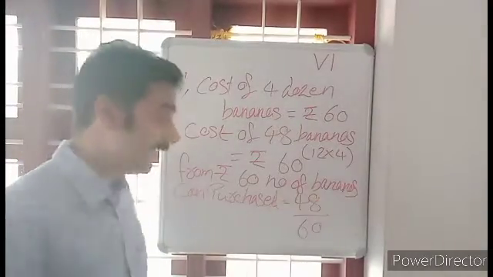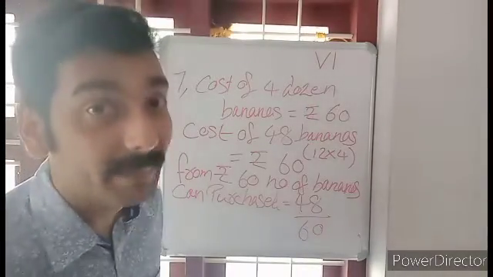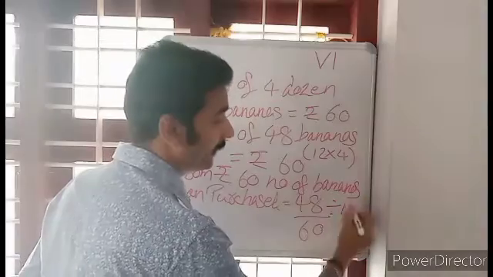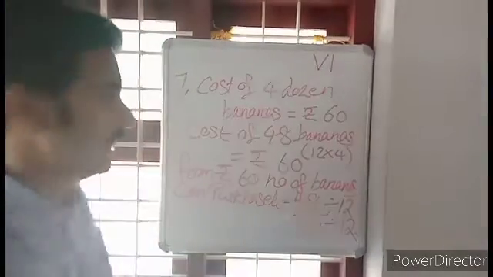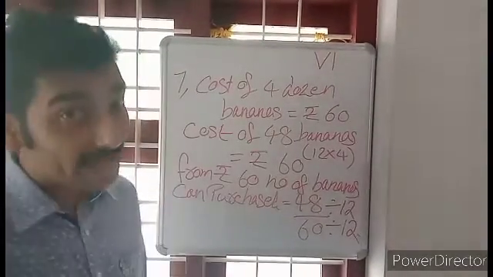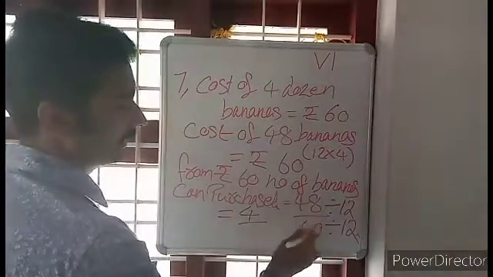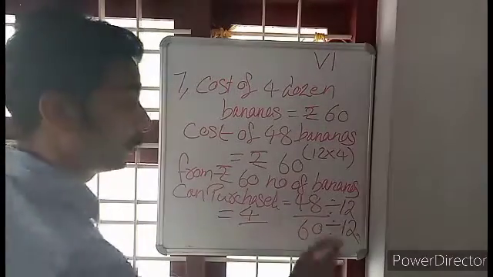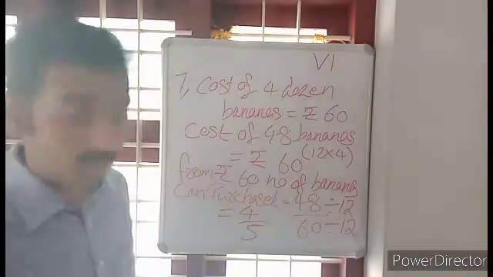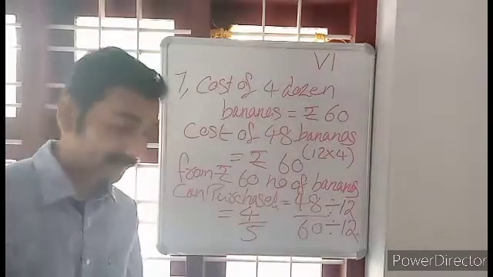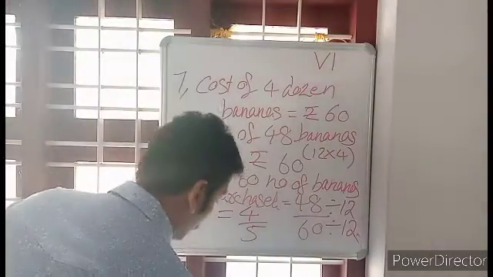In 48 and 60, which number is a common divisor? Yes, it is divisible by 12. Just convert it to lowest: 48 divided by 12 is 4, and 60 divided by 12 is 5. You divide it in your notebook. That means 4 upon 5, 4/5.